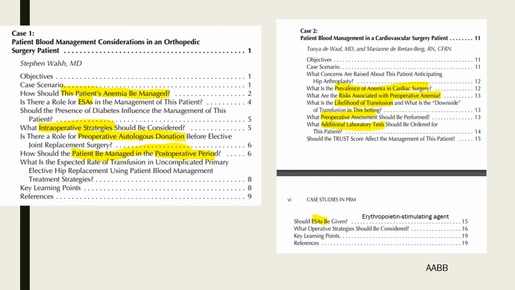Okay, these are the questions that can be considered when planning patient blood management for patients undergoing orthopedic surgery, and also cardiovascular surgery. These are actually American Association of Blood Banks recommended questions that can be considered for patient blood management. As you can see here, the questions cover the aspects before surgery, during surgery, and also after surgery.